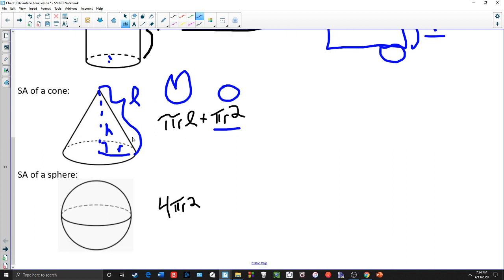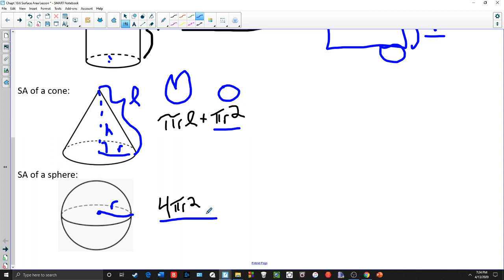And then for a sphere, there's really no great way to say where this comes from. There's actually a bit of a procedure and a proof to it. But remember, a sphere has a radius. It doesn't have a height or a base or anything like that. It just has a radius and a diameter, I guess. But the way we get the surface area is just 4 pi r squared.